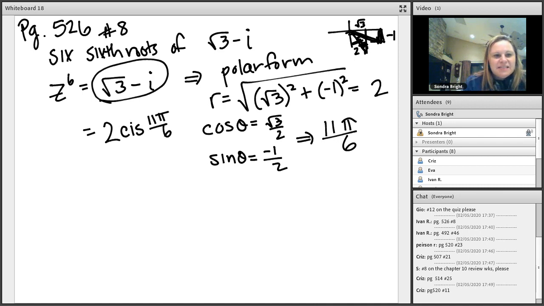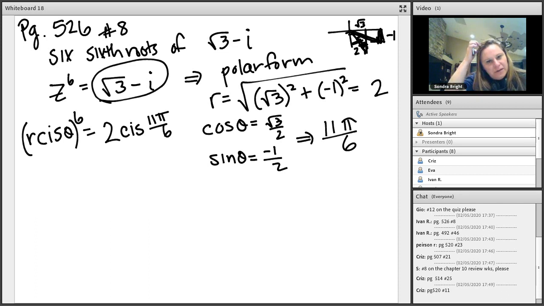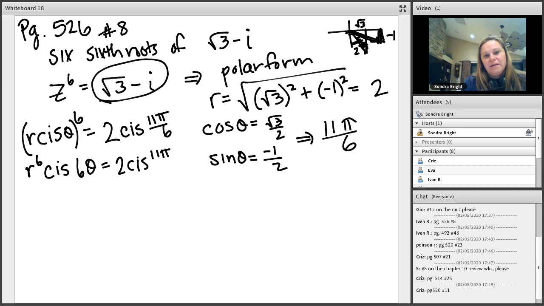And then remember the z to the 6th will be, I guess I should show it just in case you guys don't understand what's going on. I'm taking z as any polar number, so r cis theta, and then I'm raising it to the 6th power. De Moivre's theorem says this means that this is r to the 6th cis 6 theta, which is equal to 2 cis 11 pi over 6. For this to be true, r to the 6th must equal 2, which means r is equal to the 6th root of 2.